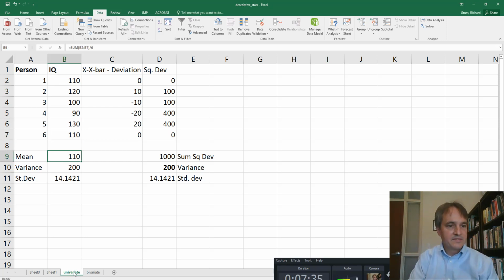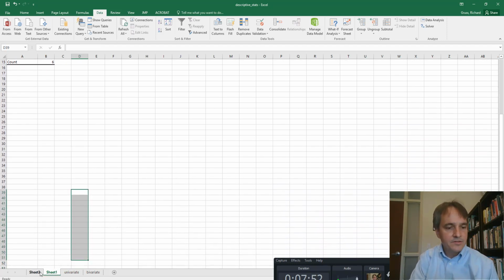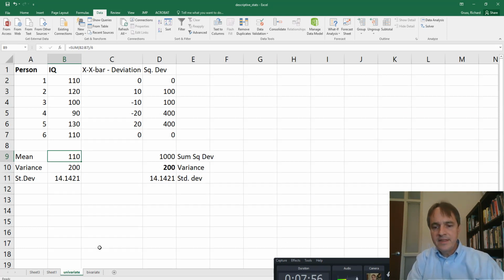So I see the mean is 110 here, so chances are the median is 110 also. Yeah, okay. So the mean and the median are exactly the same. So I can look at this and know that this is a perfectly symmetrical distribution. Okay, so that's what we mean by skew or skewness.